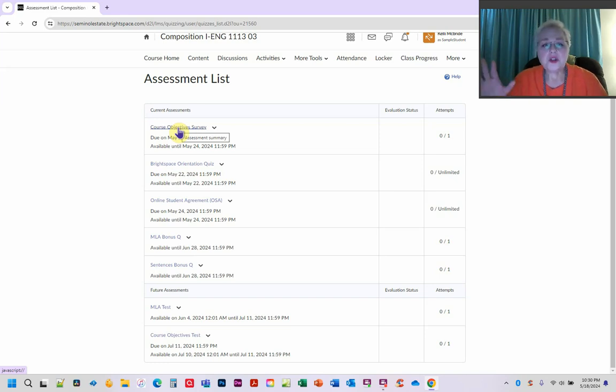Okay, so again, when you complete that, you're going to get 5 points just for completing it. So it's not something to worry about in terms of whether you understand it or not. Notice May 24th is the date, so that is something that's due this week, as well as the Brightspace orientation and the online student agreement.